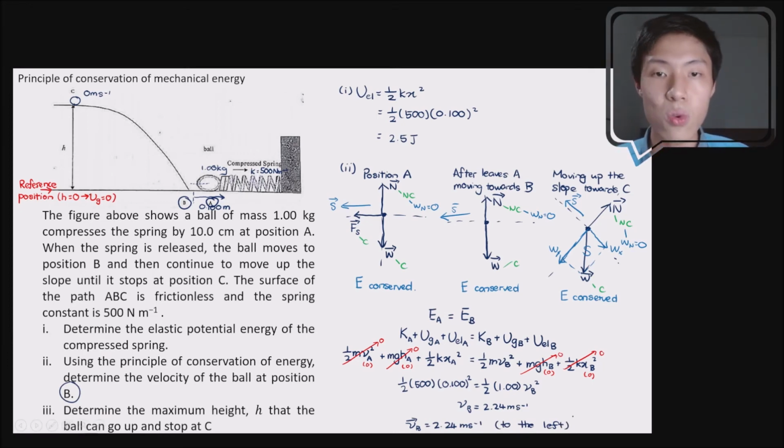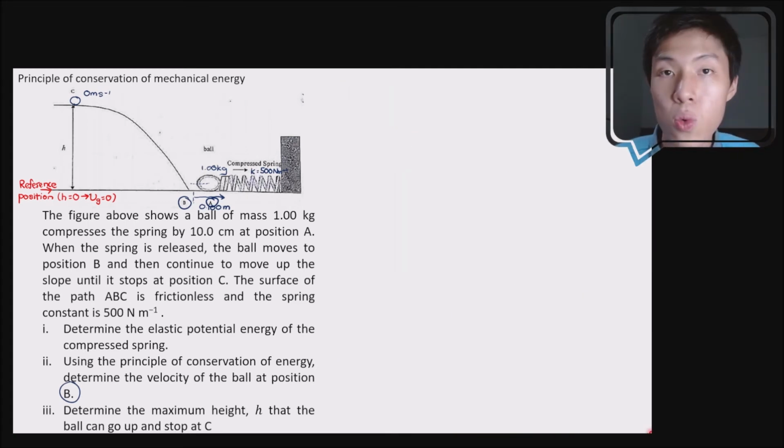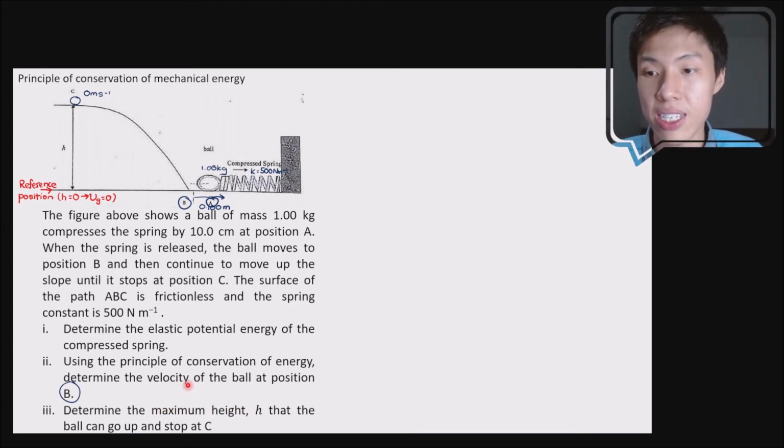Okay, so this is question 2. Next, we move on to question 3. Question 3 asks us to determine the maximum height h that the ball can go up and stop at C. Why do we call it maximum height? Why don't we just call it height? Let's try to discuss that further.